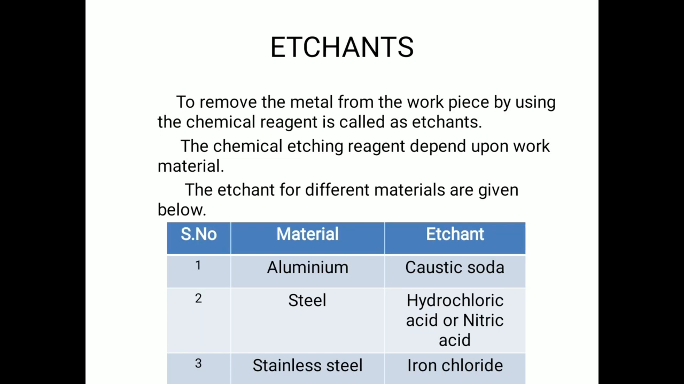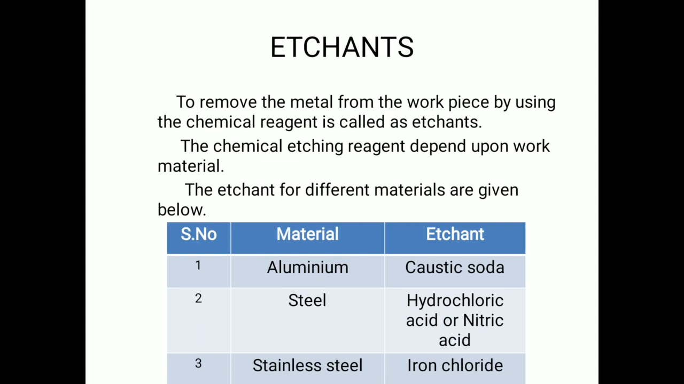While discussing the chemical machining process, we heard the word etchants. What are etchants? The chemical reagent used to remove the metal from the workpiece is called etchant. The chemical etching reagent depends upon the workpiece material. The agents are different for different materials. Some of the agents are given below in the table.